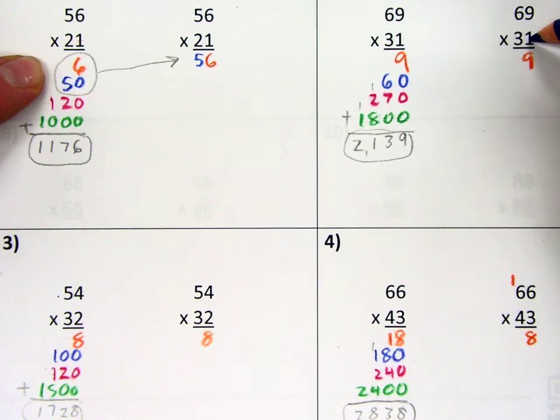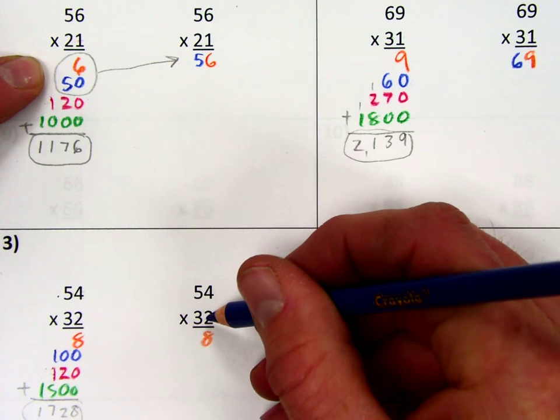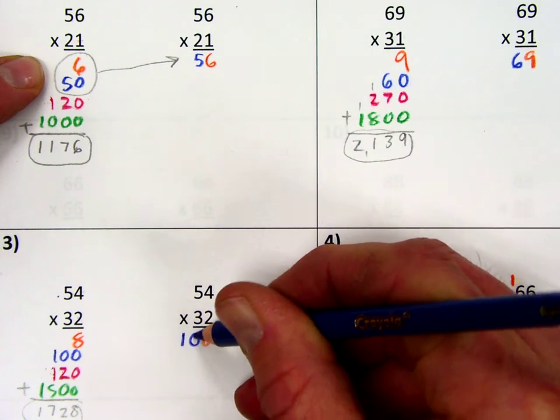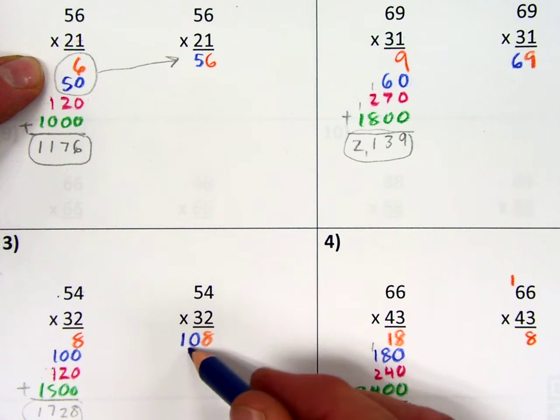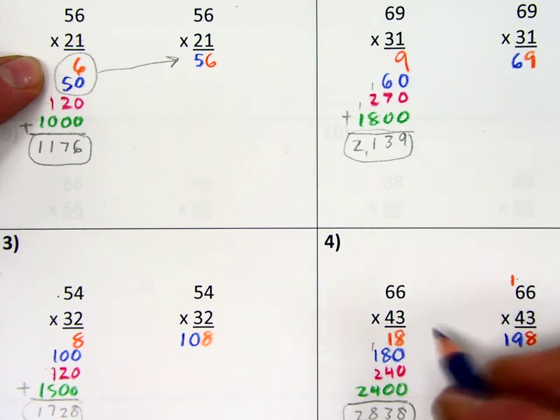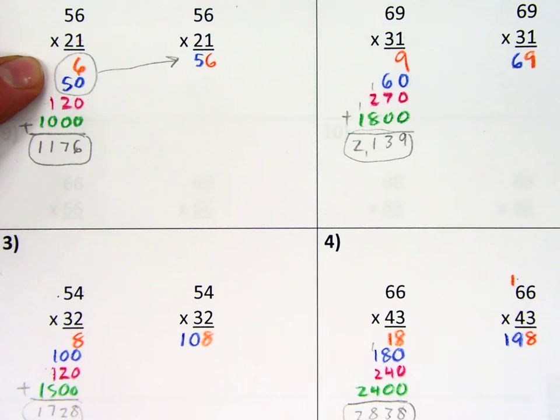When I get over to here, I've got 1 times 6 is 6, and 69 and 69 are both those answers. Here I've got 2 times 5 is 10, and I write that down, and I see 108, and I see 108. Here is 6 times 3 is 18. I add on the 1, make it 19, and that's 198, and that is 198.